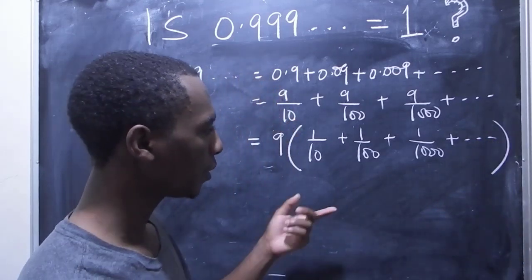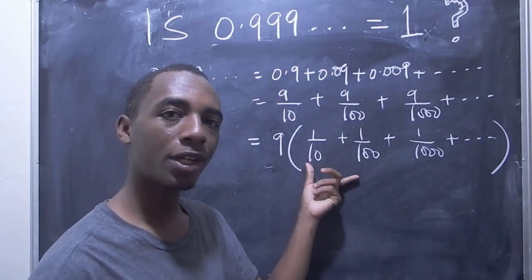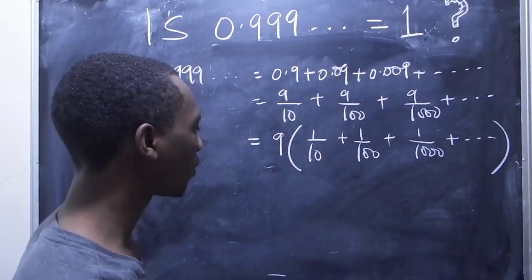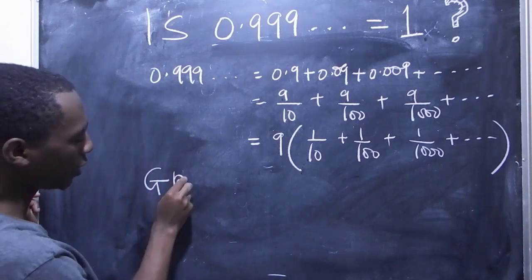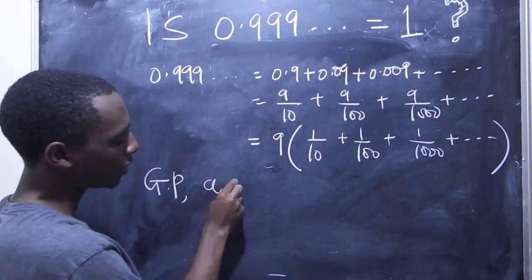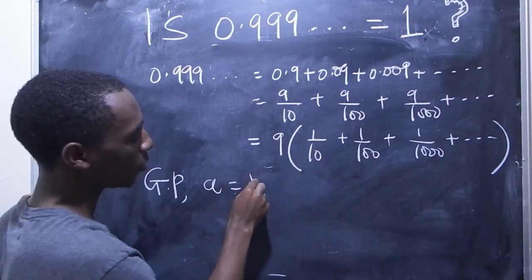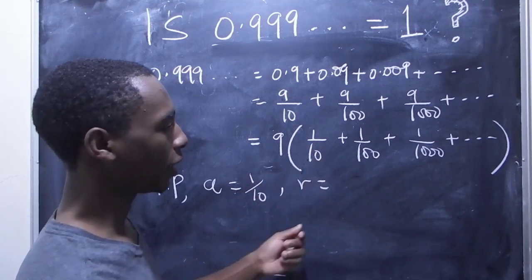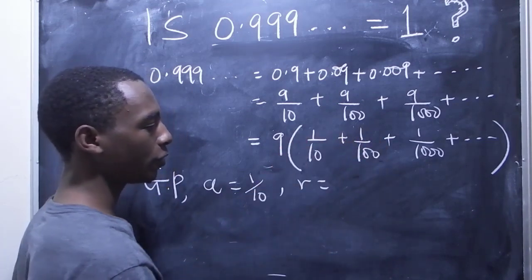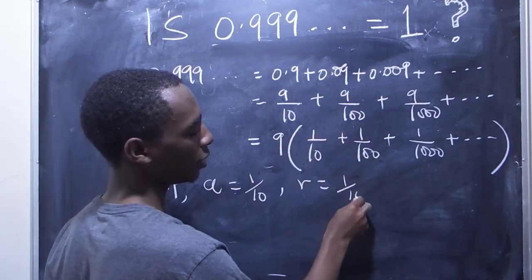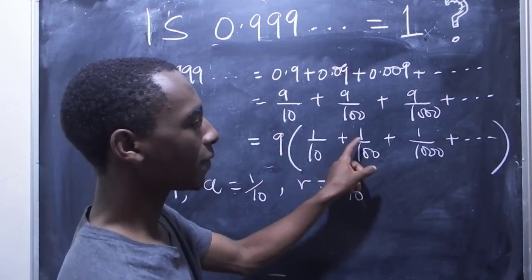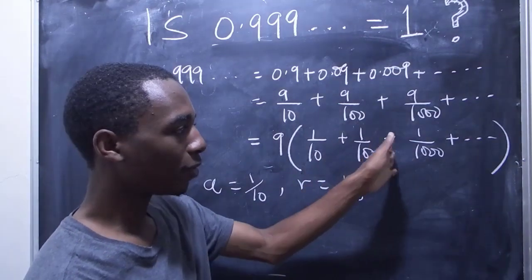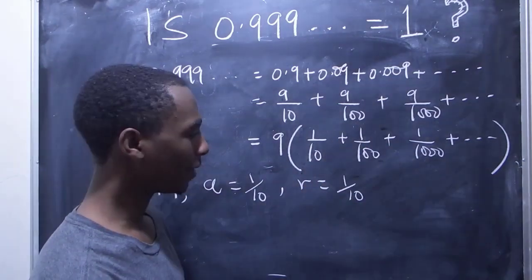Now you notice that what I have here inside the brackets is actually a geometric progression. The first term of this progression is 1 over 10, and the common ratio, if I take this divided by this, is actually 1 over 10. You can see that every term is 1 over 10 multiplied to get the next term, alright?